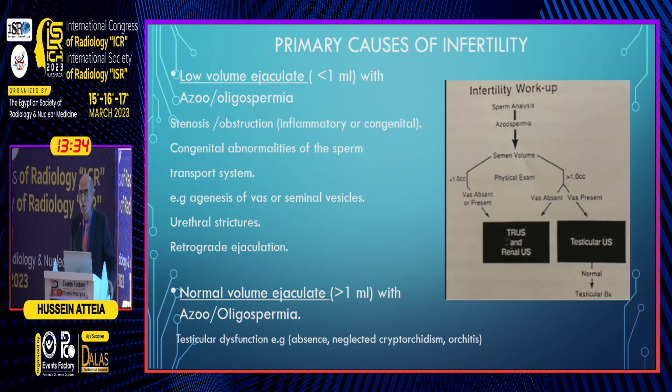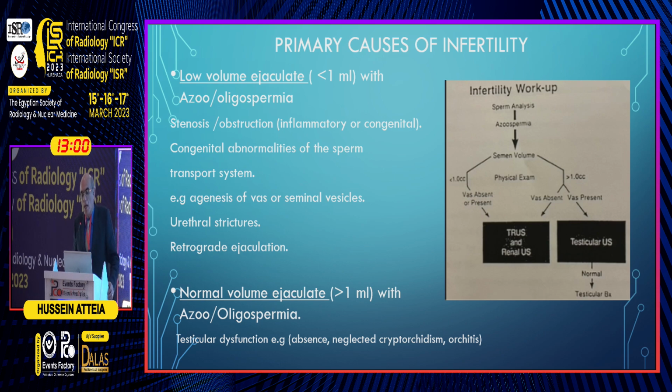Now, this is the algorithm we use as radiologists. If the patient comes with semen analysis showing azoospermia, either with a low volume ejaculate, less than 1 cc, you do a transrectal ultrasound to see if the vas is absent or present. If the volume is more than 1 cc and there are no sperms in the semen, you also do a transrectal ultrasound and see whether the vas is absent or present. If the vas is present and the volume is okay, then there is something wrong with the factory, the testicle. You do a testicular biopsy.